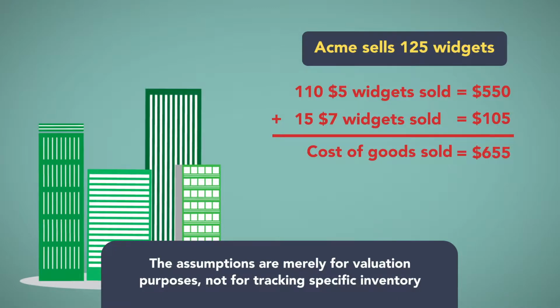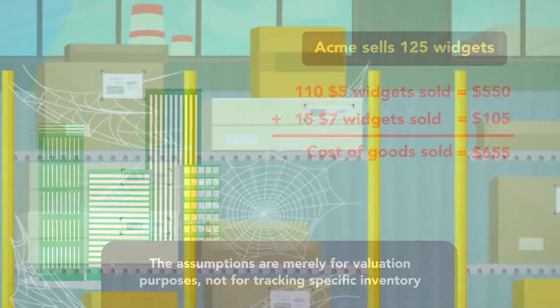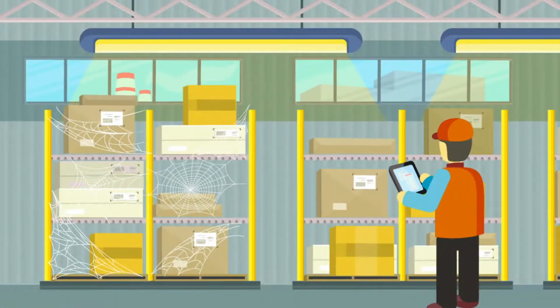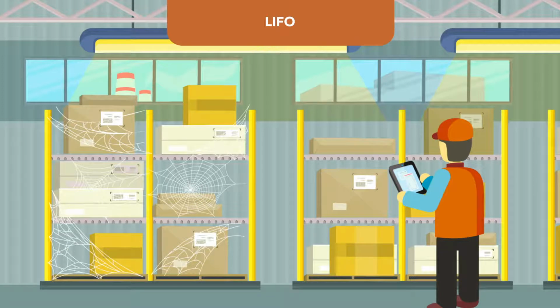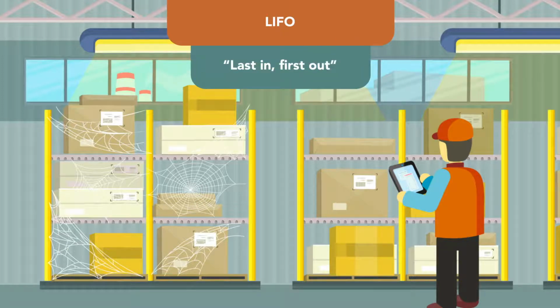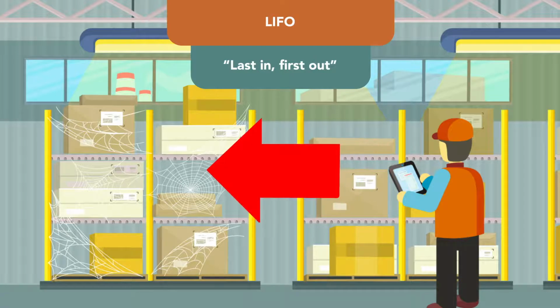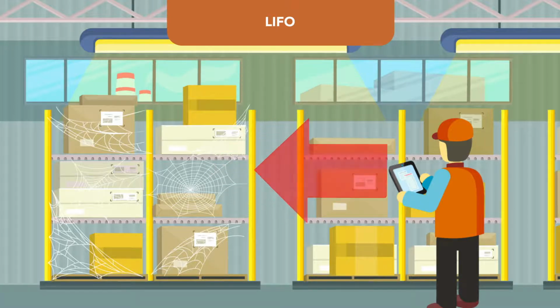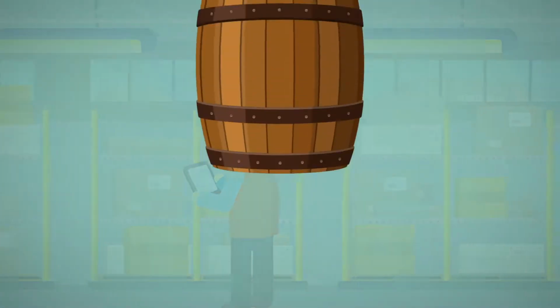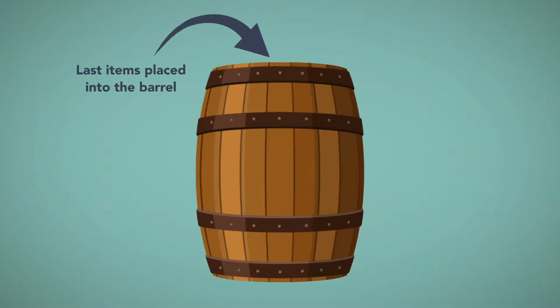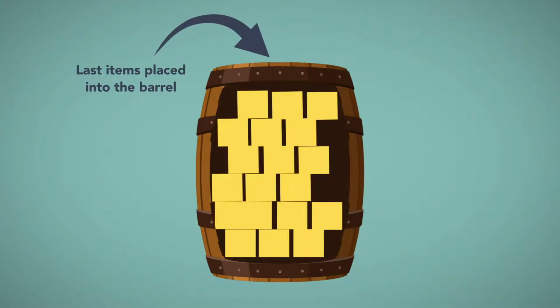Another cash flow approach to inventory is to assume that the company is selling its most recently acquired inventory first, and this is called the LIFO method, which stands for last in, first out. Since the inventory carried under the LIFO method will always be assumed to be the oldest inventory, LIFO inventory amounts may only reflect old values and thus be inaccurate. LIFO is often compared to a barrel. The last items placed into the barrel are at the top, and thus the first ones out.